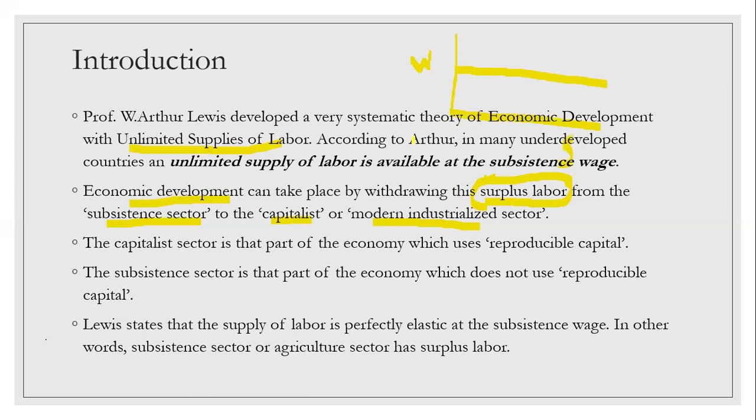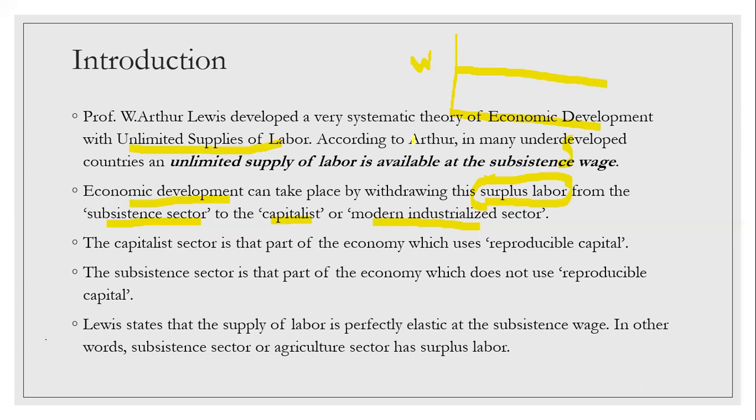Labor supply is perfectly elastic. It means that at the existing wage rate, you can demand any amount of laborers for work in the other sectors. So Lewis states that the supply of labor is perfectly elastic at the subsistence wage. In other words, the subsistence sector or agriculture sector has surplus labor. So this much we have to say as the introduction to this Lewis theory of unlimited supplies of labor.